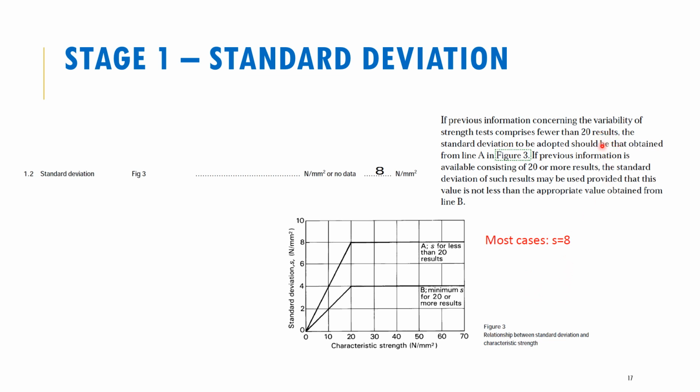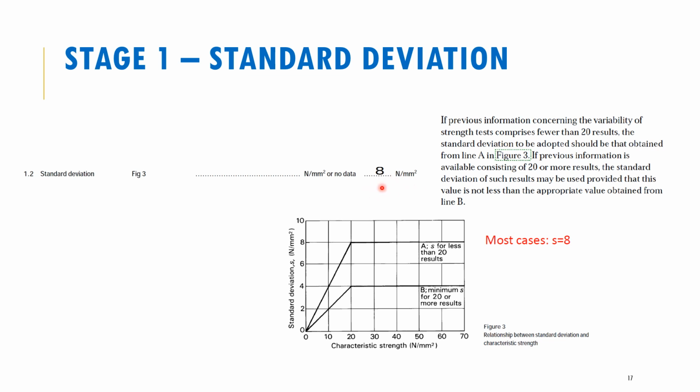For the example that we're going through, the variability of strength tests comprises fewer than 20 results. It's basically 0. We don't have any. There's nothing mentioned in the information provided, and as a result, we need to extract information from line A. How do we do that? Well, the characteristic strength has already been mentioned as 30 by the client. So all you've got to do is go up until you hit line A, which is what we need, and then you go across and read whatever value is on the y-axis, which is 8. And that's how I got my 8.